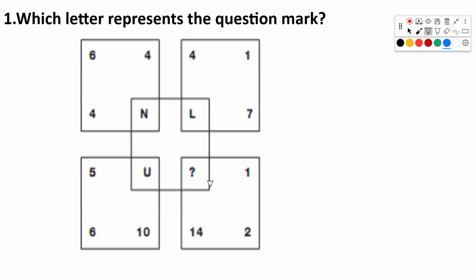Yeah, Deshpande says it is Q. Not O. Okay, so if you look at this, 6 plus 4 plus 4, what is this? 6 plus 4 is 10, 10 plus 4 is 14. So you know N is the 14th letter in the alphabet. 4 plus 1 is 5, 5 plus 7 is 12.